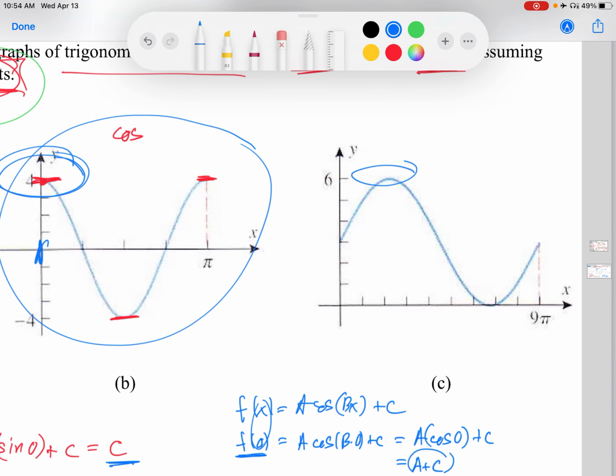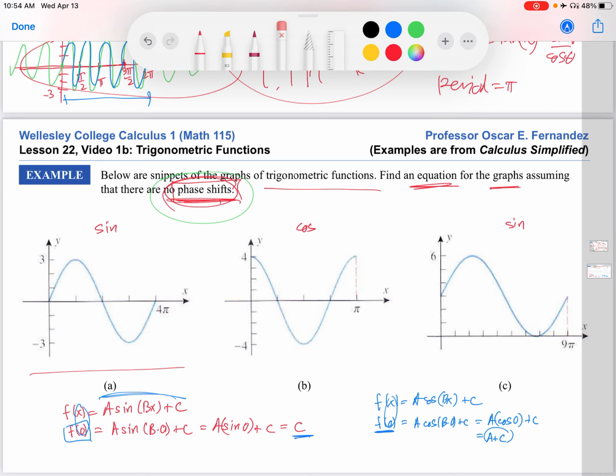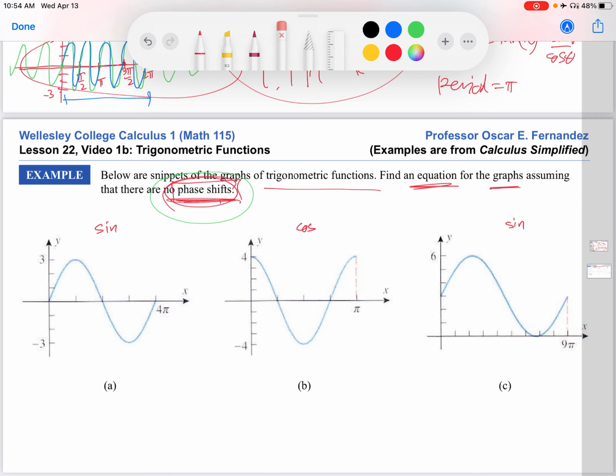Well, here's the max, here's the min, and at x equals 0, we are starting in between the max and the min. So that tells us that this is a sine graph. So zooming out here, we now know that each of these has a particular character, if you will. The first and last are sine graphs, and the middle one is a cosine graph. Great, we've made progress. So how do we figure out the a, b, and c values?